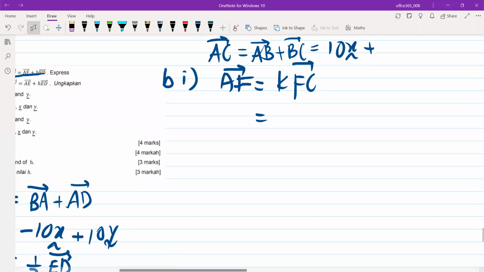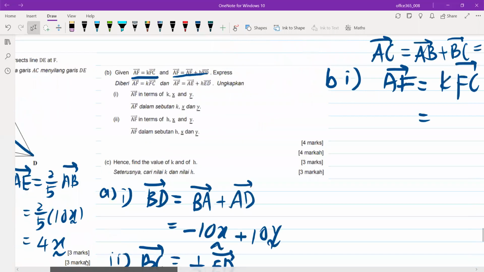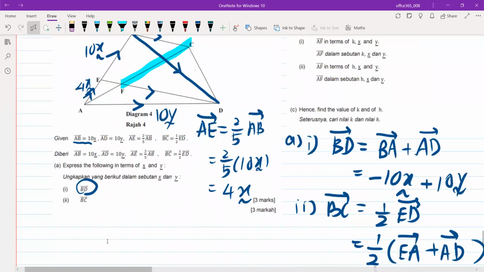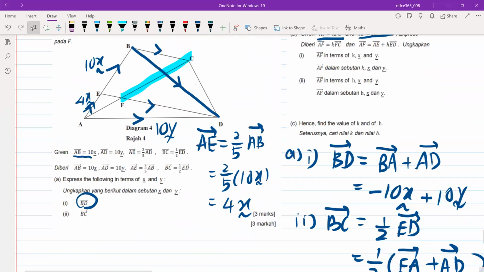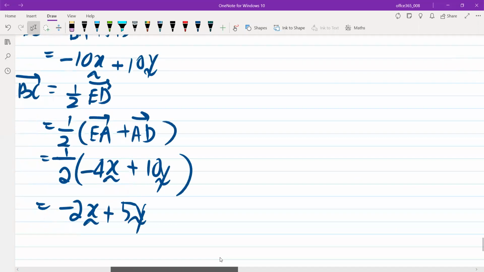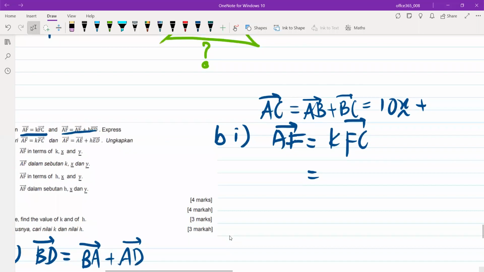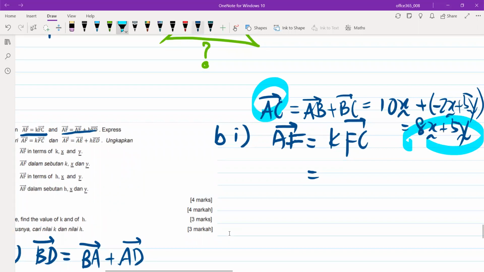Then BC, you found already here, is negative 2x plus 5y. So you get 8x plus 5y. Okay, you got AC. So I want you all to link. AC is this. And then you have to go to the next one to find AF equals k times FC.